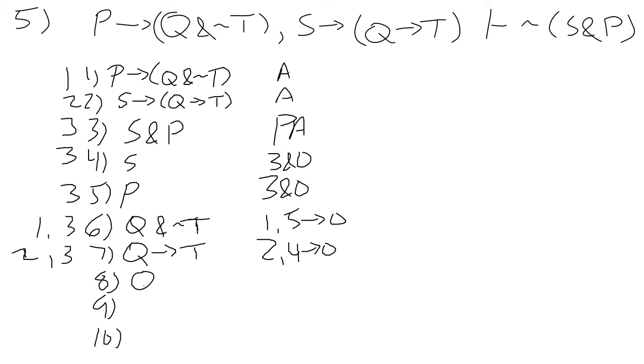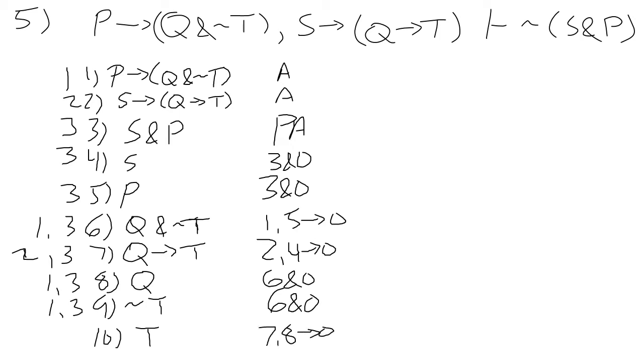Now I'm going to break up the Q and tilde T from 6. So that's going to be 1 and 3. And now I can toss this Q to get my T from 7 and 8, arrow out. 7 and 8. It's 1, 2, and 3.